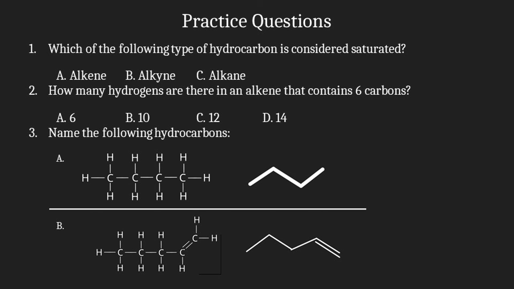Now that we've gone through naming and the types of hydrocarbons, we have 4 practice questions to test your understanding. So the first one is, which of the following types of hydrocarbons is considered saturated? The second one asks you how many hydrogens there are in an alkene that contains 6 carbons. And question 3 gives you 2 compounds that you need to name. At this time, I suggest you pause the video, and the answers will be provided for you on the next slide.